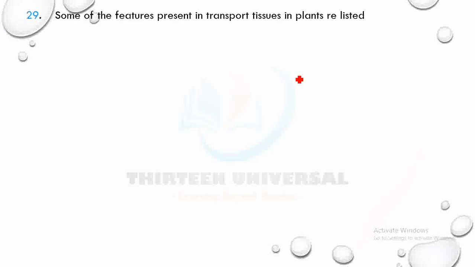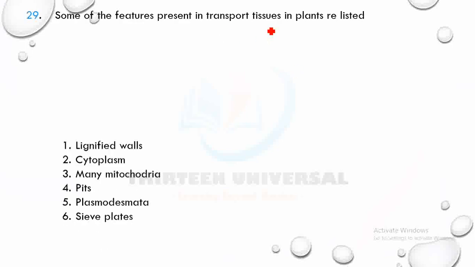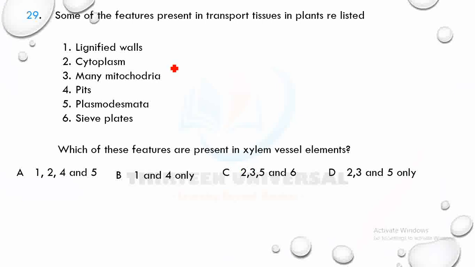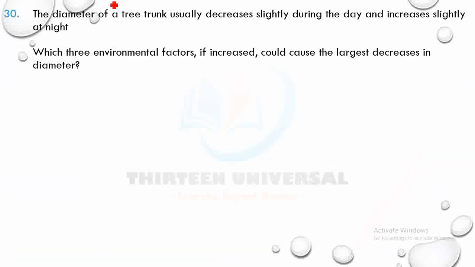Some of the features present in transport tissues in plants are listed. Look at it. We've done this before. Which of these features are present in xylem vessel elements? They should be lignified, with no cytoplasm and no organelles. It has spirals, yes. Not this one, no plasmodesmata. Sieve plates are found only in phloem sieve tube elements. So it's 1, and of course no mitochondria. Right, 1 and 4.